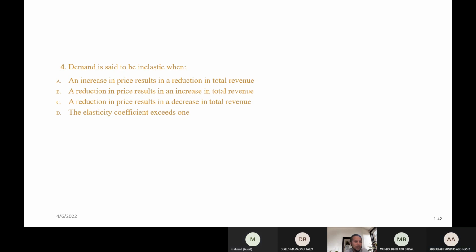Demand is said to be inelastic when an increase in price results in reduction in total revenue. So here for A, price increase results to revenue. For B, price decrease increases total revenue. For C, reduction in price, total revenue. For D, elasticity coefficient exceeds 1. Okay, so the answer is C.